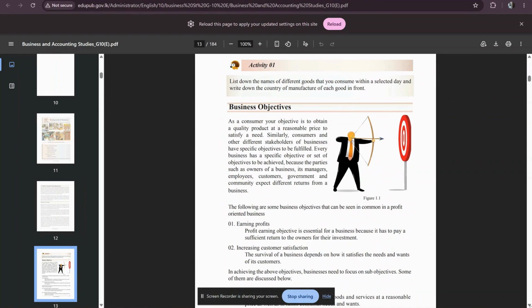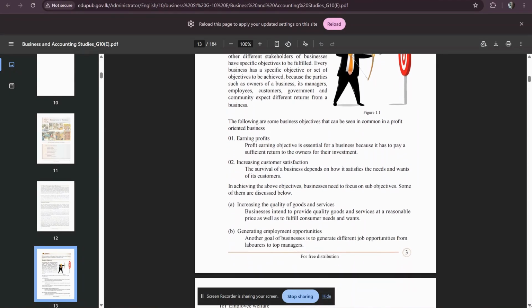Side note, business objectives. As a consumer, your objective is to obtain a quality product at a reasonable price to satisfy a need. Similarly, consumers and other different stakeholders of business have specific objectives to fulfill. Even a business has a specific objective or set of objectives to achieve. The parties, such as owners of a business, its managers, employees, customers, government, and the community, expect different returns from a business. The following are some business objectives that can be seen in common in a profit oriented business.